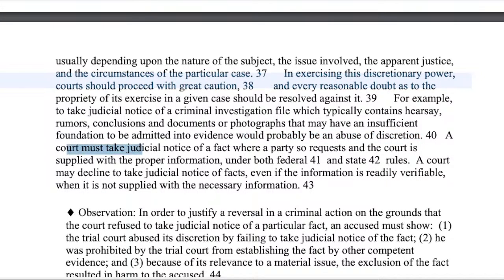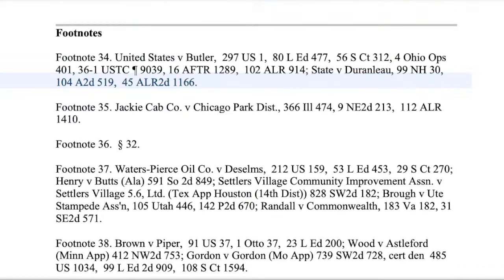A court must take judicial notice of a fact where a party so requests, and the court is supplied with the proper information under both federal and state rules. A court may decline to take judicial notice of facts, even if the information is readily verifiable, when it is not supplied with the necessary information. Footnote 43.